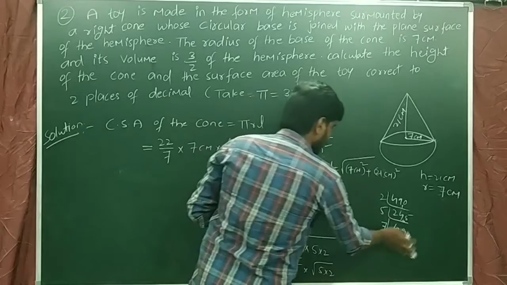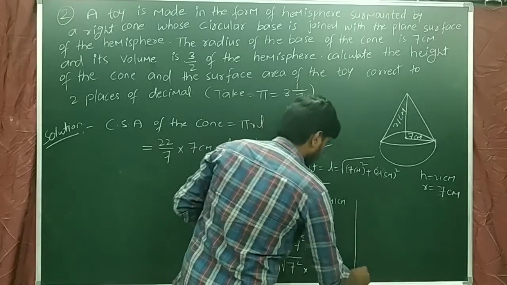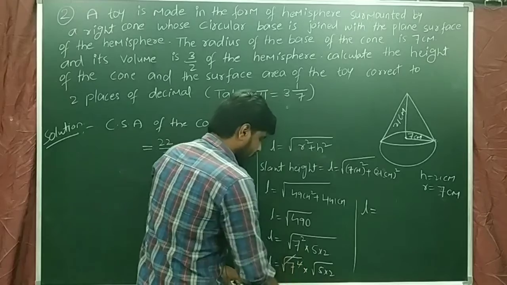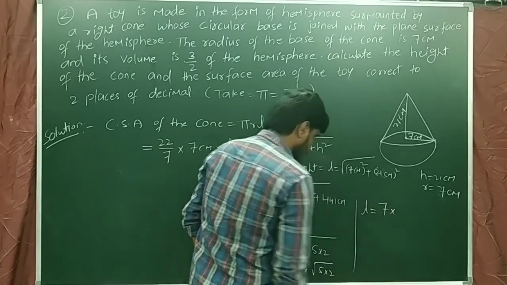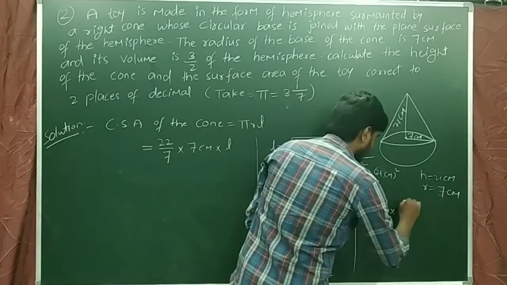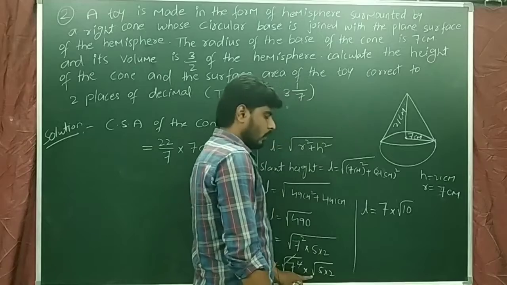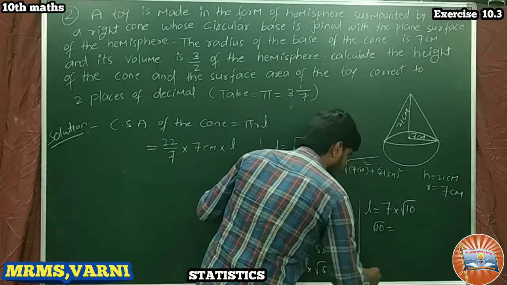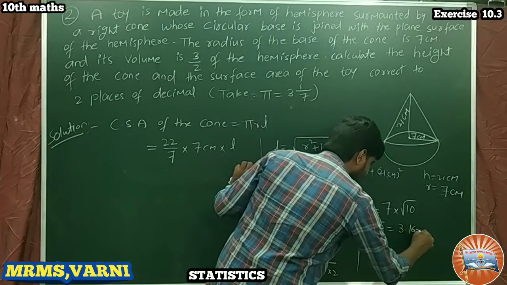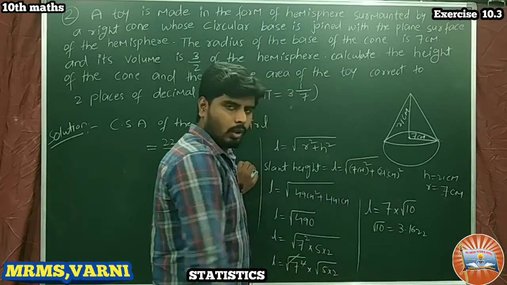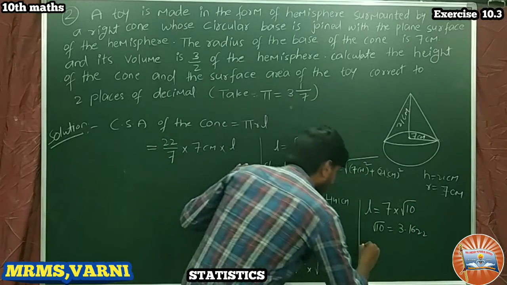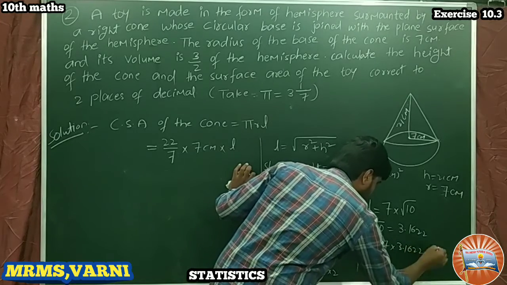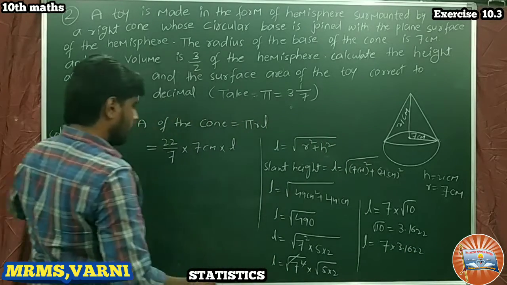So what does it become? L is equal to, the square root gets cancelled, 7 into root 10. So 1 into root 10 it becomes. The root 10 value is 3.1622. So L is equal to 7 into 3.1622. What does that multiplication become?